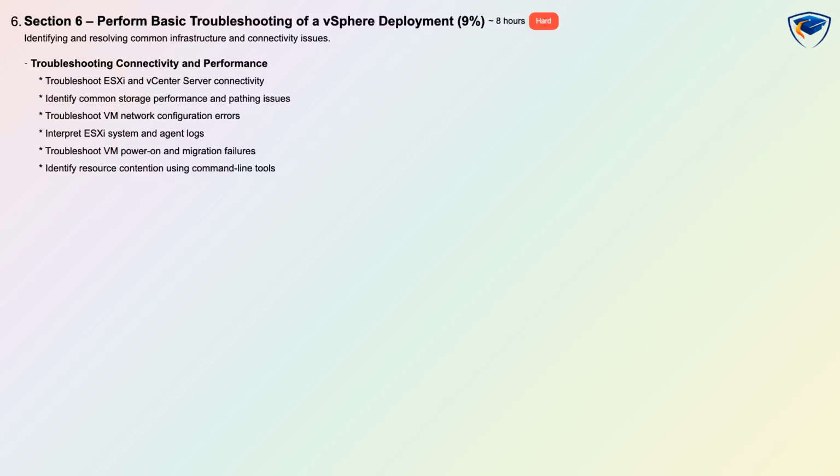Section 6 Perform basic troubleshooting of a vSphere deployment is 9%, listed as hard and suggested at 8 hours of study. This area focuses on identifying and resolving common infrastructure issues such as ESXi and vCenter connectivity failures, storage performance and pathing problems, and VM network configuration errors. You will practice interpreting ESXi system and agent logs, troubleshooting VM power on and migration failures, and using command line tools to identify resource contention. Scenario-based assessment will test your ability to apply structured troubleshooting steps under realistic conditions.